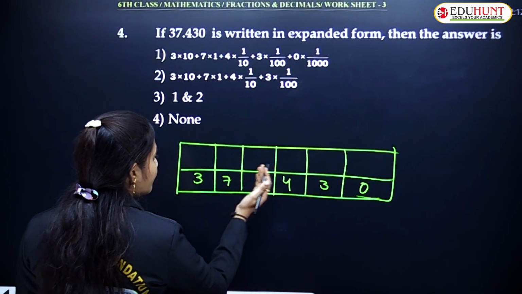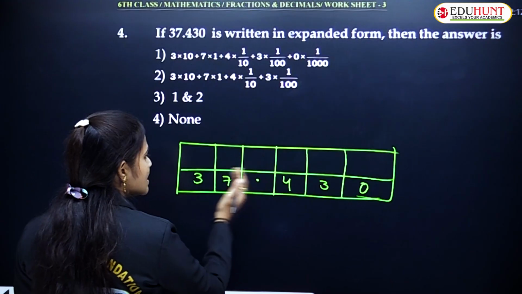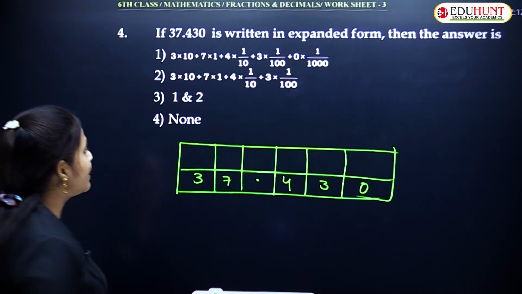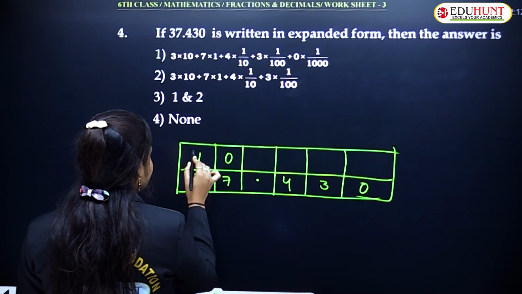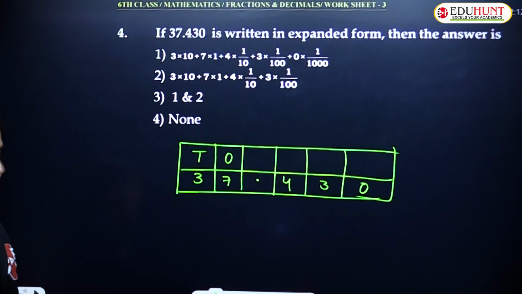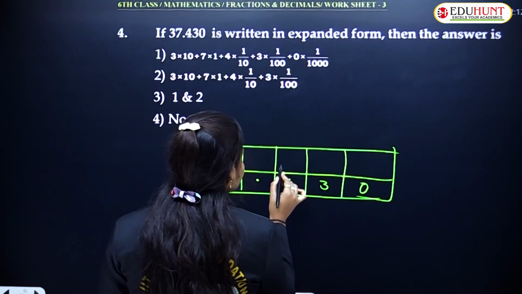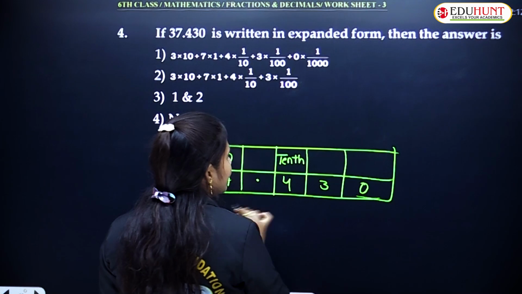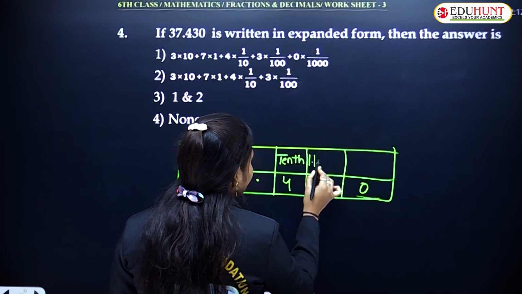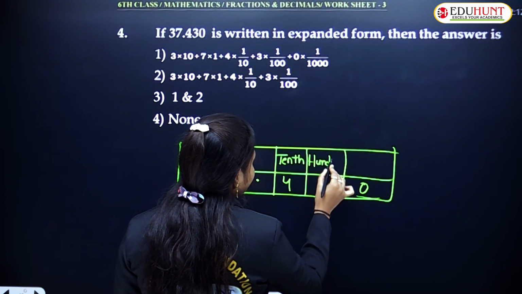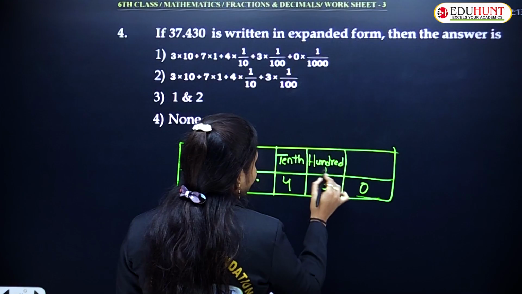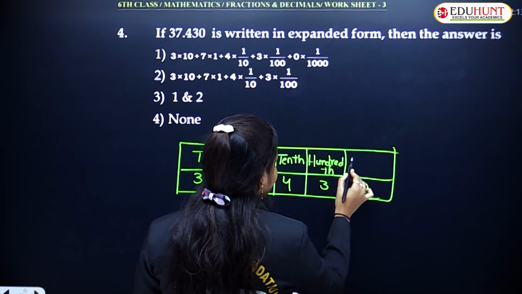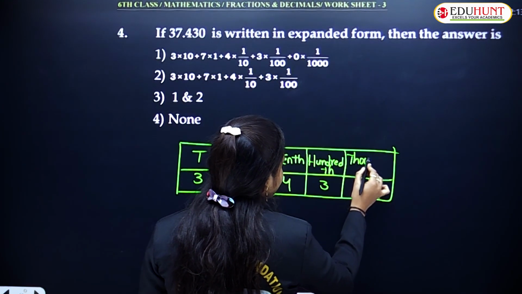Just before the decimal point, on the left side of the decimal point, we have the place values ones, tens, and this is the decimal point. This is called the 10th place, and this is called the 100th place. TH is compulsory here, and this is the 1000th place.